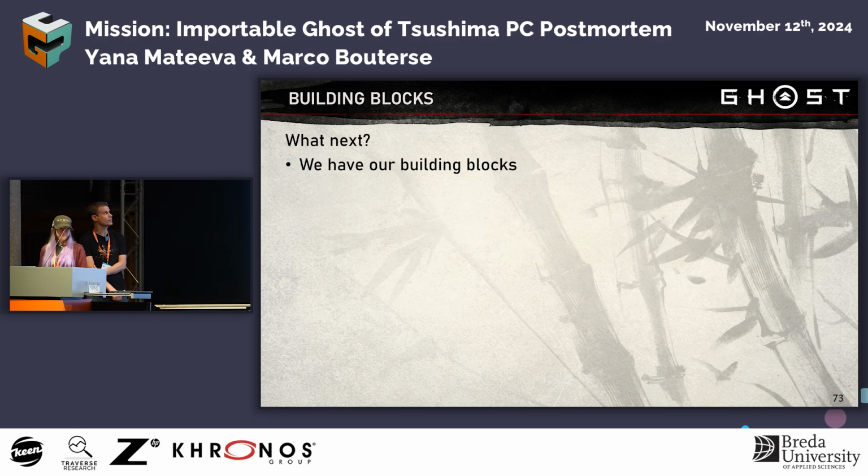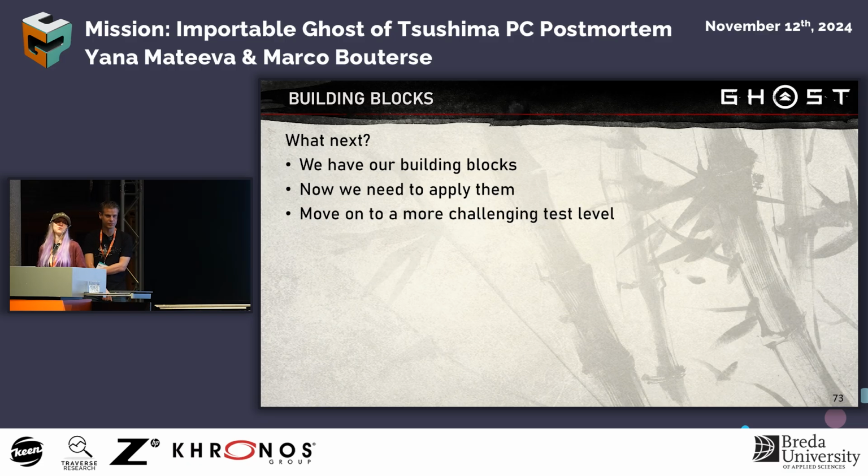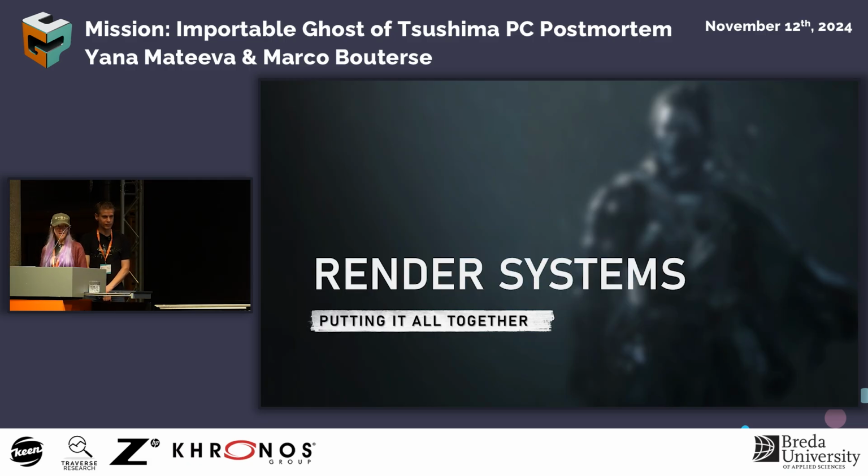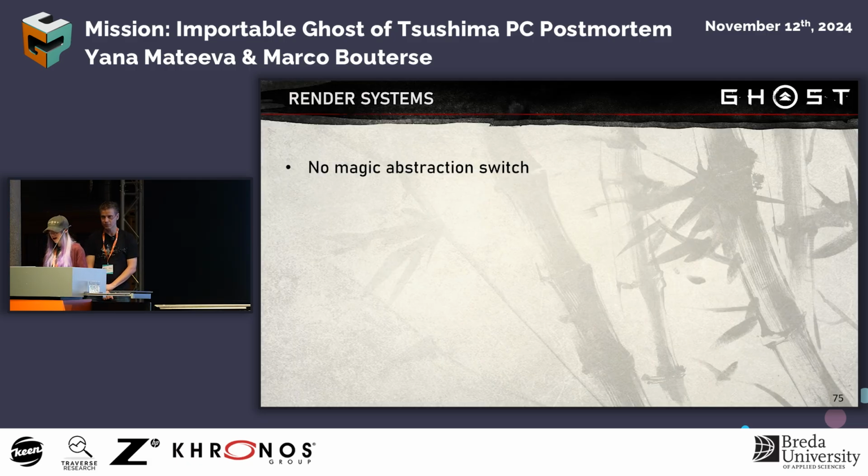So what's next? We finally have our building blocks. Now we just need to apply them. So we finally move on to a more challenging test level. And now we need all of our render systems. Unfortunately, we don't really have a magic abstraction switch. We need to go in and touch up manually every single system.